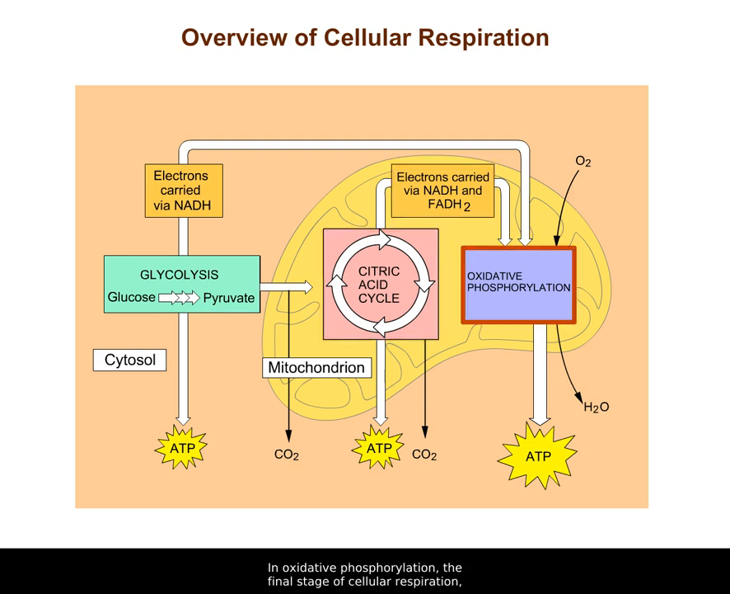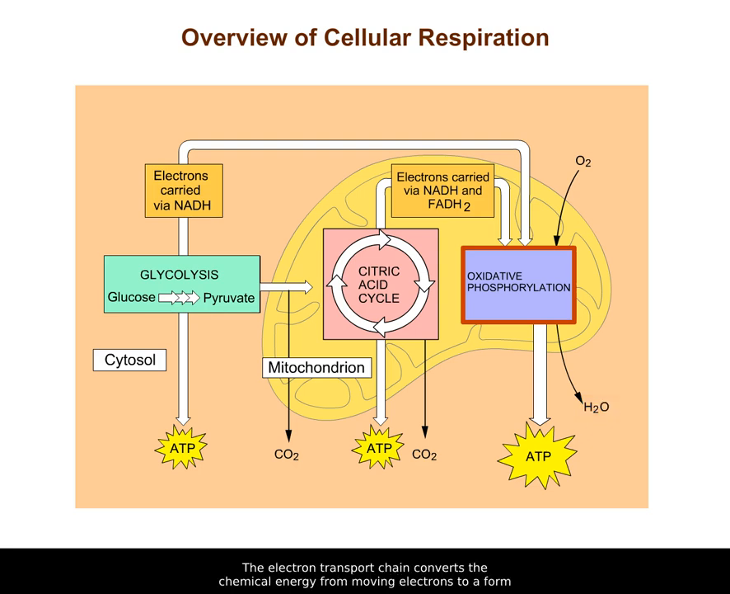In oxidative phosphorylation, the final stage of cellular respiration, the NADH and FADH2 molecules produced in glycolysis and the citric acid cycle donate their electrons to the electron transport chain. Electrons move down the chain to the end, where oxygen exerts a strong pull on the electrons. Oxygen, electrons, and hydrogen ions combine, forming water.